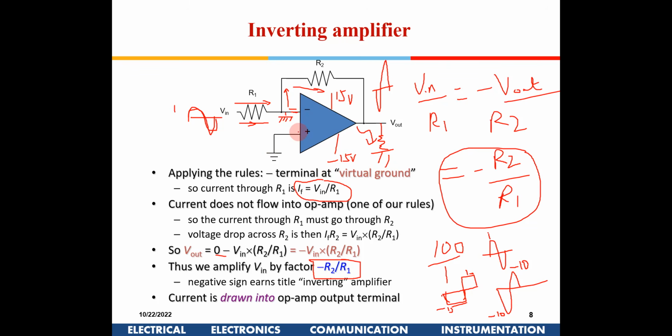And there is one more condition. As long as the output is within the linear region, these two voltages will follow each other. When it is not able to, and it is getting clipped like this, then these voltages will differ in that case.